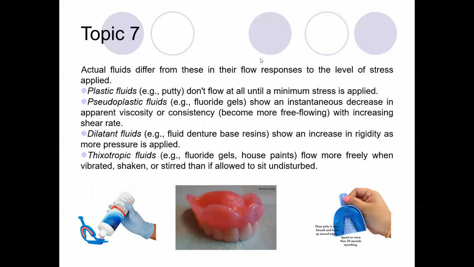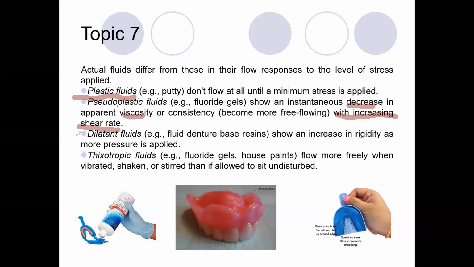For example, we can talk about plastic fluids. They don't flow until we press them, until we apply force. Pseudoplastic fluids, like some fluoride gels, decrease viscosity when the shear rate is increased.